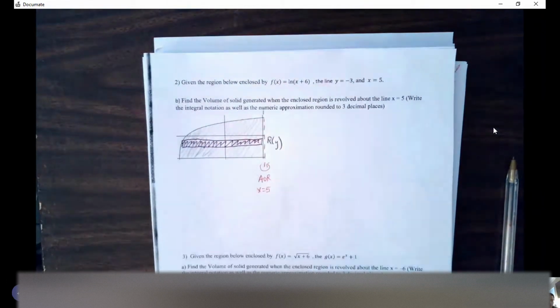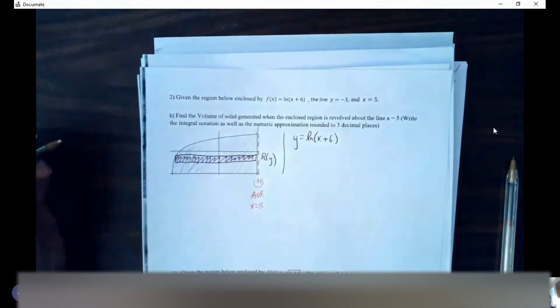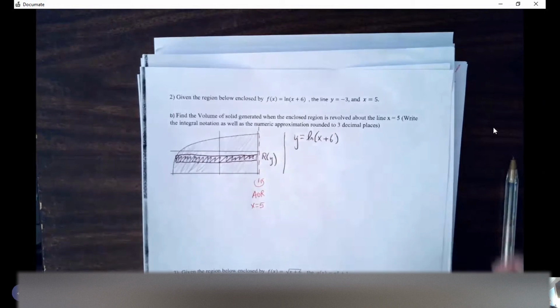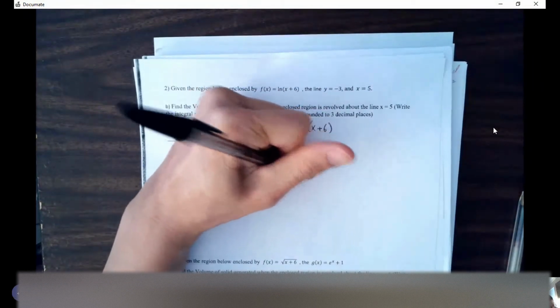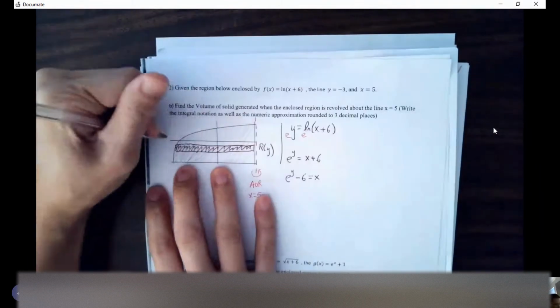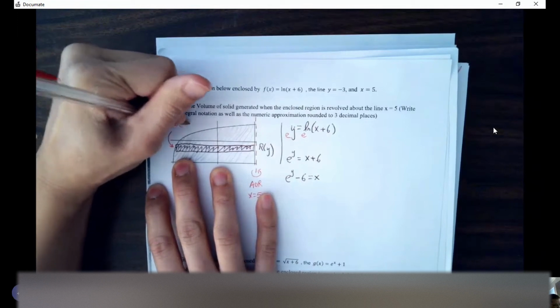Every equation that we're working with needs to take on the form of x equals, right minus left. So we'll work with this equation here. We have y equals natural log of x plus 6. Get that x by itself. If we take e as the base, we can get the e and natural log to go away. Solve for x: x equals e to the y minus 6. That's referring to the curve, so I'm going to put an arrow indicating what that's referring to. Now we can do right minus left.